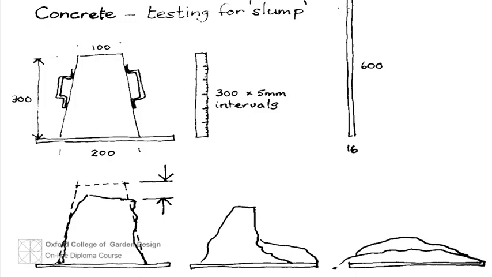A 10 millimeter slump is a very stiff mix. A 75 millimeter slump is the normal plastic mix. 125 millimeters will give a highly workable mix for applications such as trench fill.